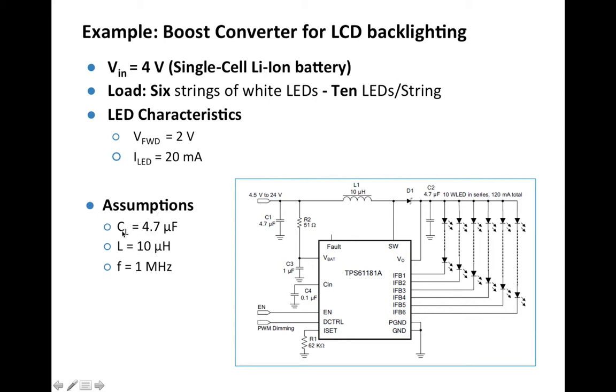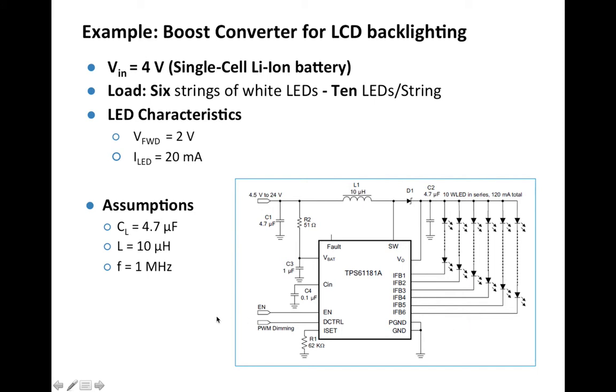The passive components in this circuit are: the capacitor is 4.7 microfarad, the inductor is 10 microhenry, and the converter switches at 1 megahertz. So here's an example of a boost converter by Texas Instrument that is suitable for this application for LCD backlighting.